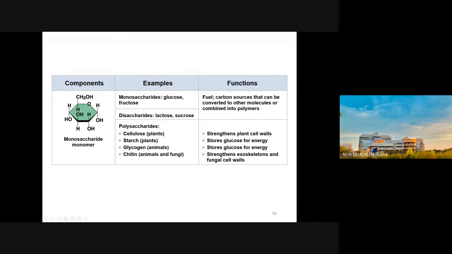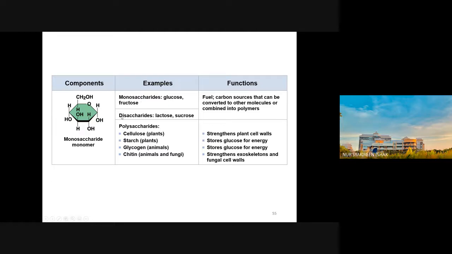Next one is the monomer for carbohydrate. So monosaccharides is the monomer for carbohydrate. You have monosaccharides such as glucose and fructose. And then the next level is disaccharides, when you join together two monosaccharides, such as lactose, where you join together glucose and galactose. Sucrose, you join together glucose and fructose, you get sucrose. Kalau maltose, glucose and glucose.